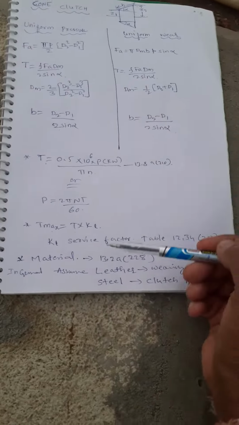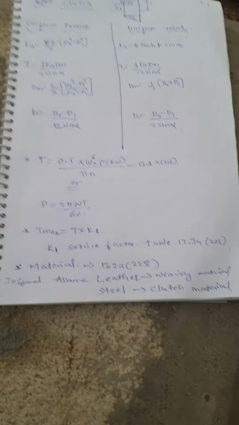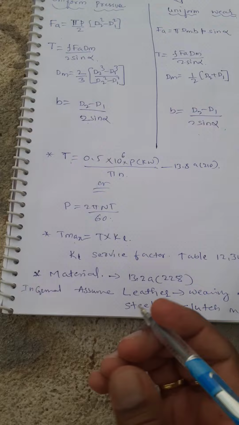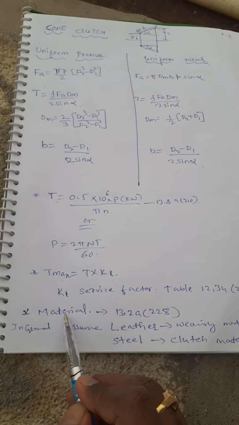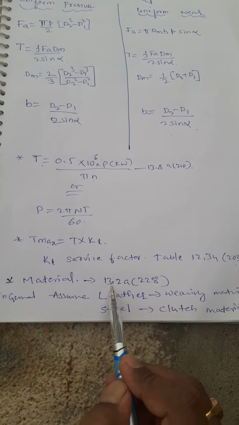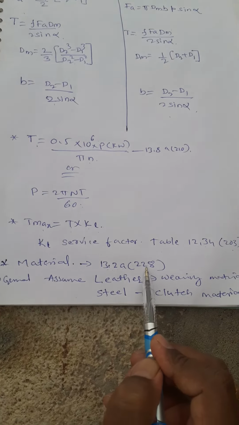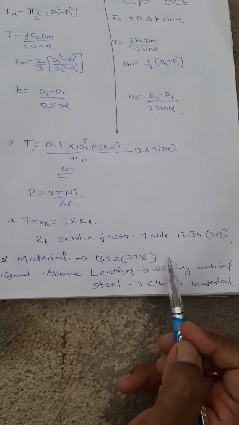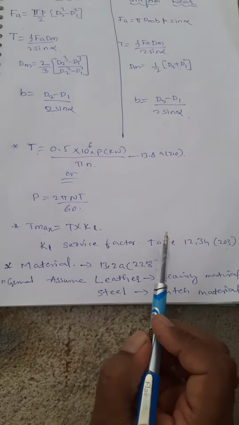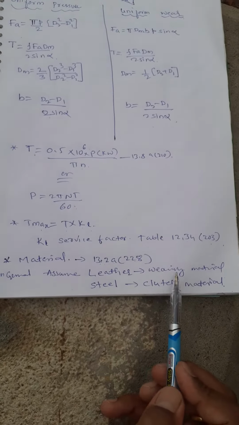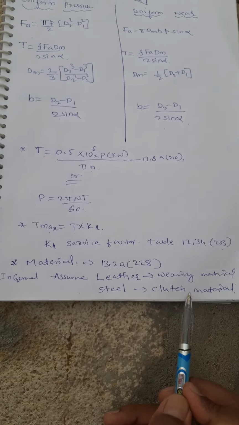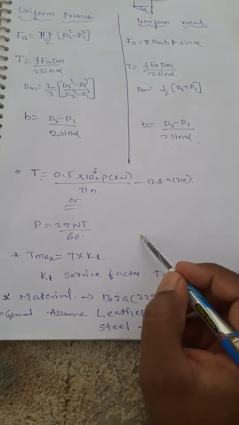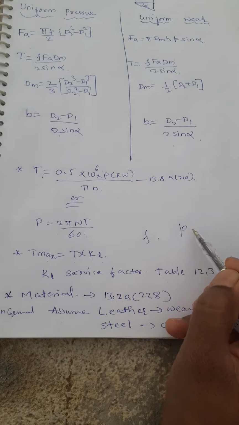As I said, this is the design. In a design, the most important thing is what? To find out the material. To get the material of any clutch, if it has not been given, you can see table 13.2, page number 228. If the materials are given, then you can find out the pressure and friction. If it is not there, then just assume leather for the wearing material and steel for the clutch material. By using these two materials, you can find out the friction f and pressure p.